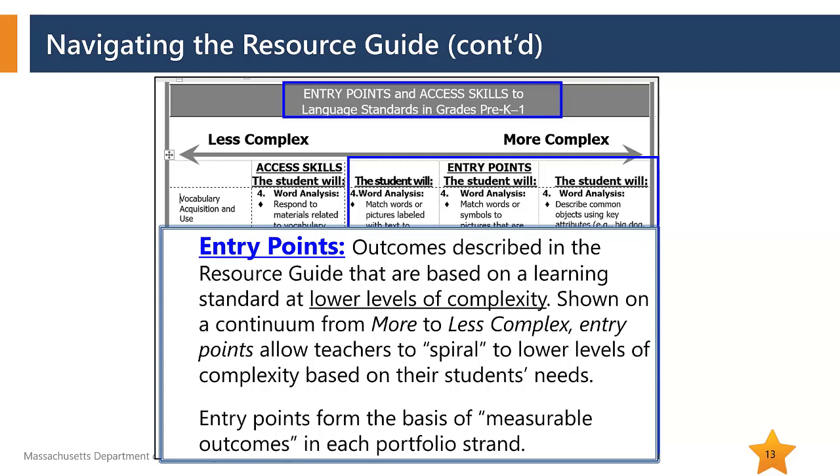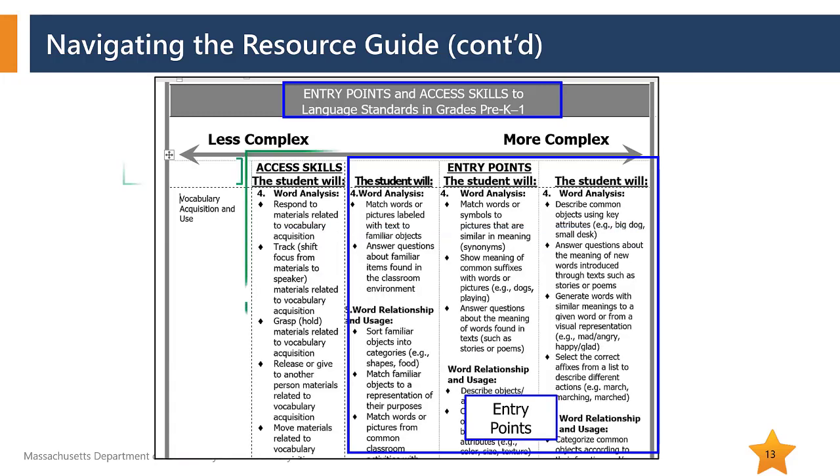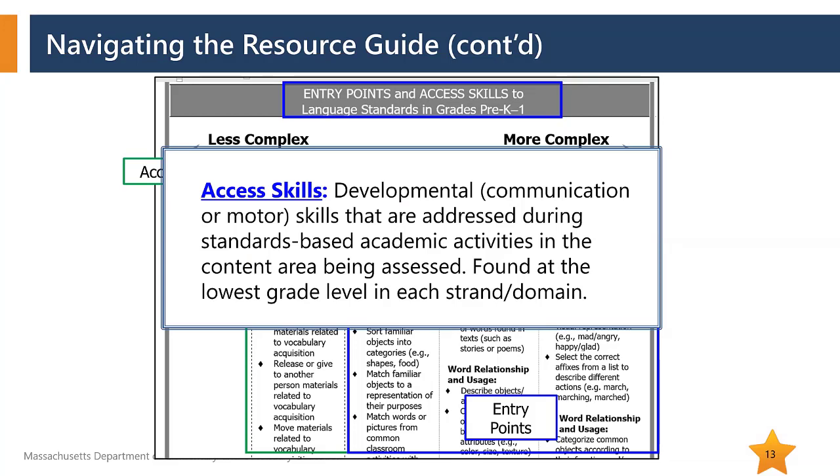Then we have students who are unable to use entry points. So we have something called access skills. You'll see that in the far left column, and it says it's on the top. Make sure that you see that it says access skill. And access skills are skills that students are using who are just working on developmental skills, such as communication skills or motor skills. However, they must be addressed in the standards-based activities. These access skills are found at the lowest grade level in each domain and strand.